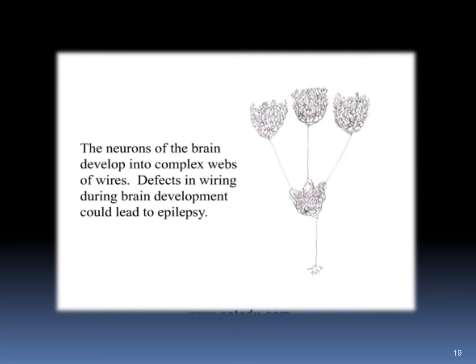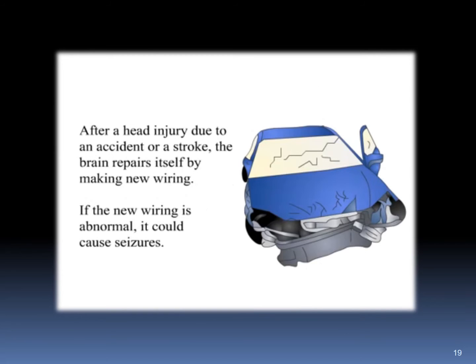The neurons of the brain develop into complex webs of wires. Defects in wiring during brain development could lead to epilepsy. After a head injury due to an accident or a stroke, the brain repairs itself by making new wiring. If the new wiring is abnormal, it could cause seizures.